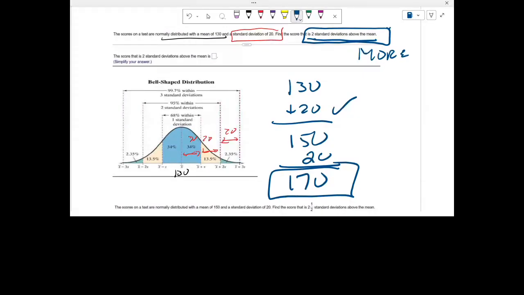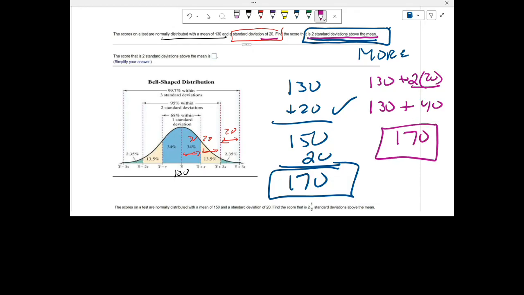Okay. Y'all, the other thing we could do here is we could take our number 130, and since they're saying, can we do this twice? We're going to take 2 times the standard deviation of 20. So 130, 2 times 20 is 40. And if we add those together, there's my 170, right? Now, why were we adding? Because it was above, and above means more.